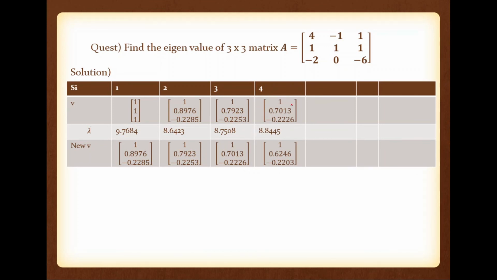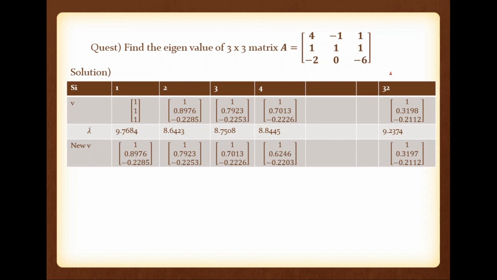Post multiplying this vector with A bar, we have an output vector whose largest value is 8.8445. Taking it outside, we have a normalized vector 1.6246, minus 0.2203. So continue this. After the 32nd iteration, we have the initial vector 1.3198, minus 0.2112.